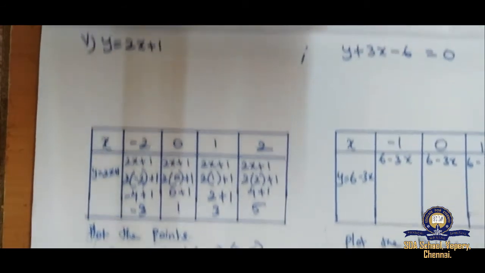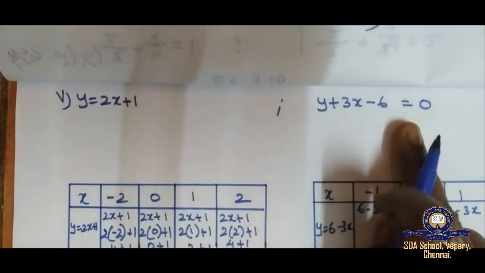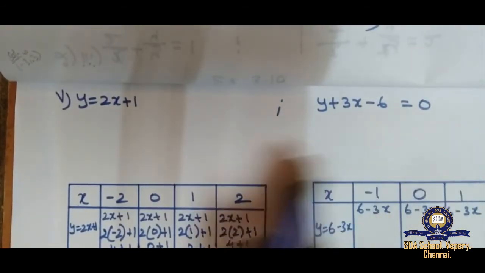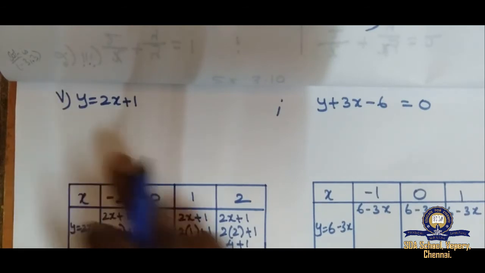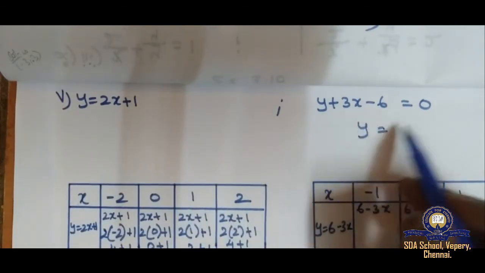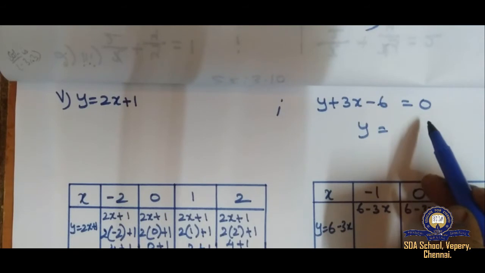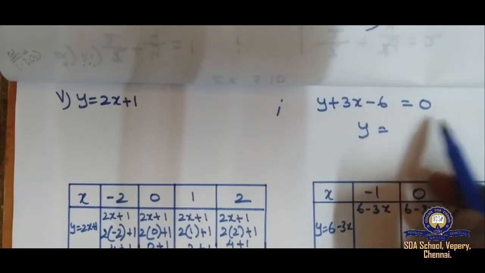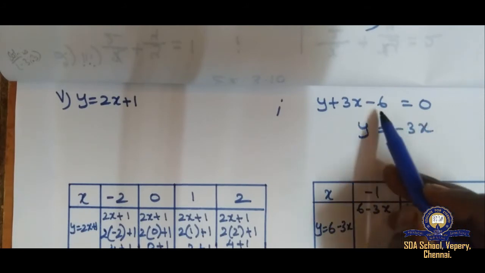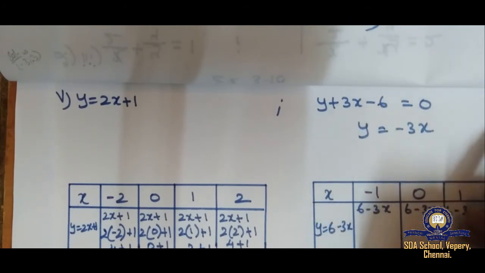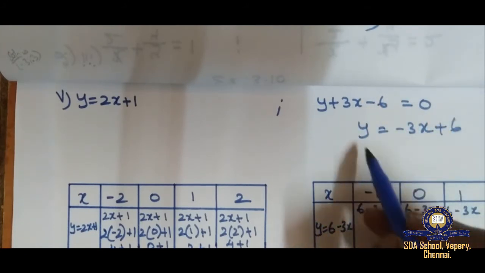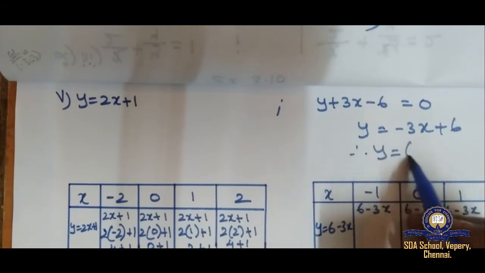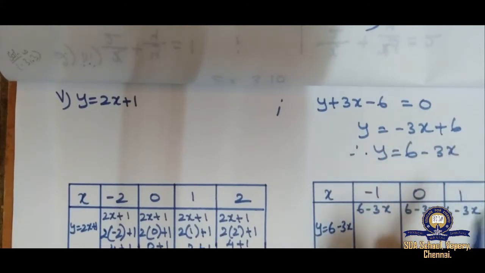So next equation, y plus 3x minus 6 equal to 0. So we need to change it like this, y is equal to... here already 0 is there, so leave that 0. Here I can take this plus 3x to that side, it becomes minus 3x. Minus 6, if it goes to that side, it becomes plus 6. Therefore, I can write here y is equal to 6 minus 3x.